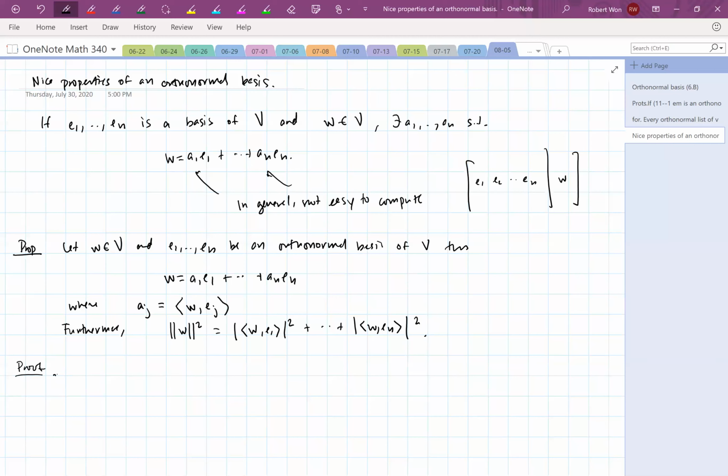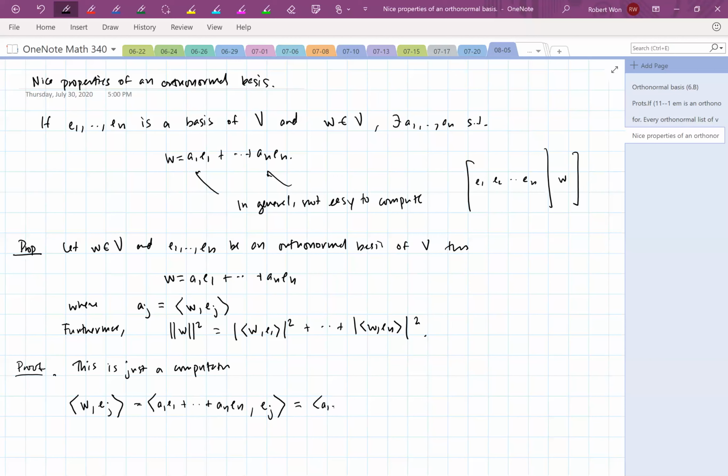Okay, so this is just a computation. Right, so we know that W can be written as some linear combination of the E's. Now let's just take the inner product of that W with this E. Right, so W is like, that's what W is. We take the inner product with EJ. And then we just use the linearity in the first coordinate of the inner product.